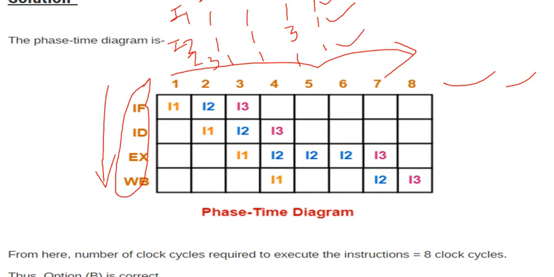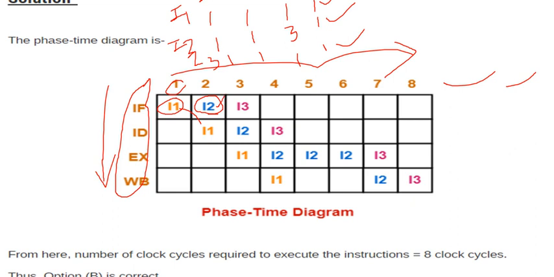So in this phase time diagram, at the first clock I1 will come into the pipeline, and after one clock I1 will be completed and moved to the ID phase, because it requires only one clock. At the same time, in clock 2 the IF phase will be free, so we can run instruction I2 in its IF phase.